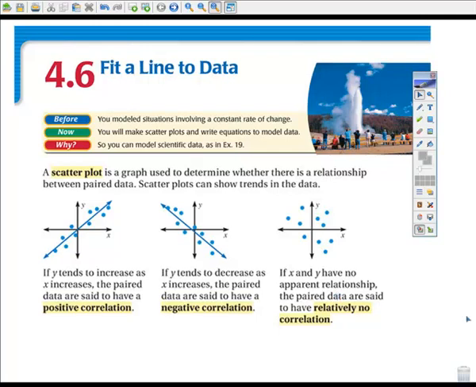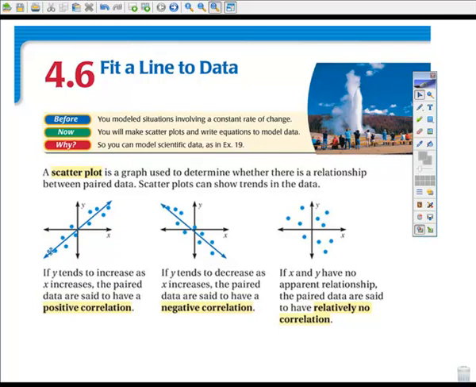Lesson 4.6 is fitting data to a line. A lot of statisticians do this to make predictions about future data. And you start off with a scatter plot. So a scatter plot is a graph that's used to determine whether there's a relationship between paired data. Scatter plots can show trends in data.